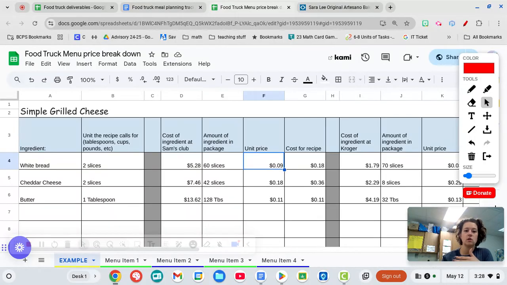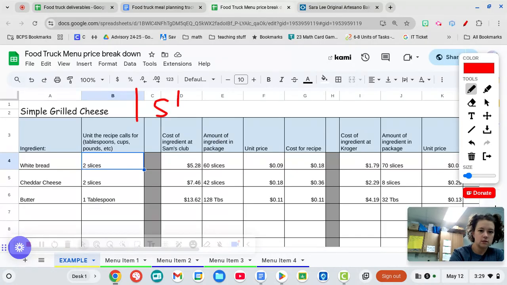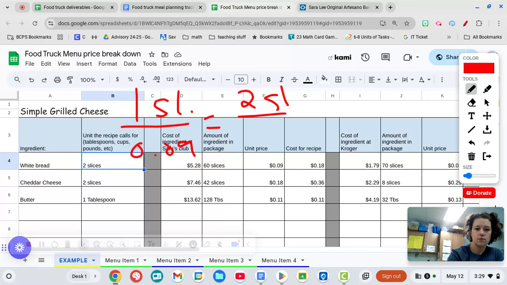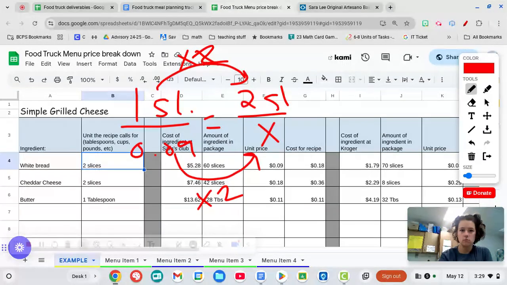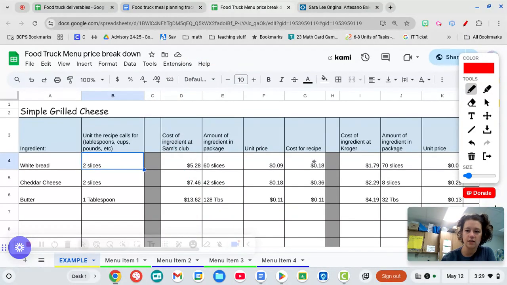Now I could figure out how much it will cost for any amount of bread. Well, how much do I need? I need 2 slices. So I know that 1 slice is 9 cents. We got to figure out what 2 slices is. Well, to go from 1 to 2, I'm doubling. I'm going to multiply by 2. Whatever our amount that we need for our recipe is, that's going to be how many times you're increasing by. When I do that, I get 18 cents.